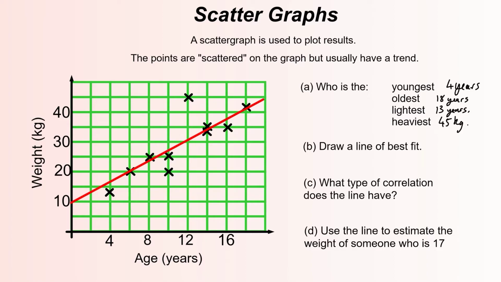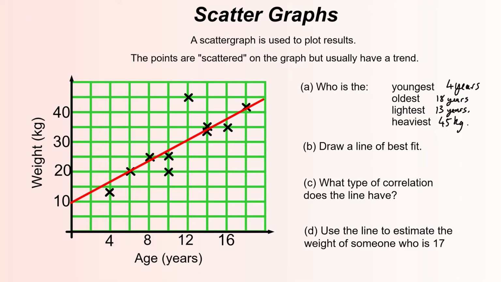Okay. Question C, what type of correlation does this have? Okay, so there's a few different types of correlation. There's positive or negative. So positive means your line is going from left to right, going up. Okay, so this would be a positive correlation because it's going up from left to right. If it was going down, it'd be a negative correlation.